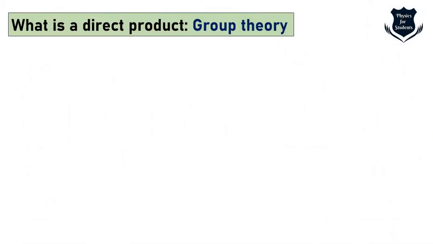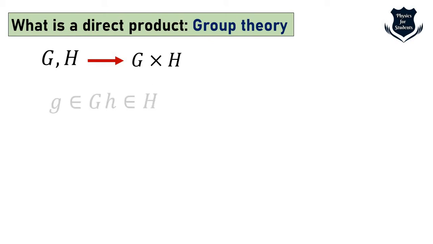So in order to understand what a direct product is, we will go back to group theory again, and let us take two groups G and H, whose direct product is G multiplied by H. The cross denotes the direct product. Given groups G and H, the direct product is defined as this. You can say g is an element of capital G, and h is an element of capital H. Now let us consider capital G and H to be groups.